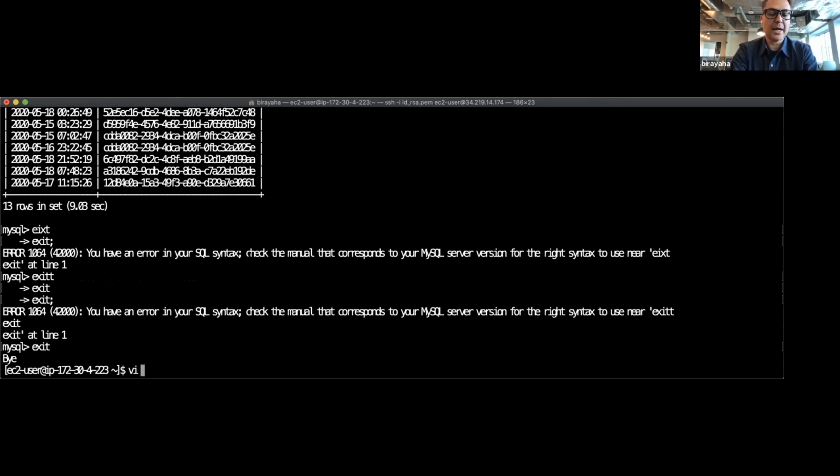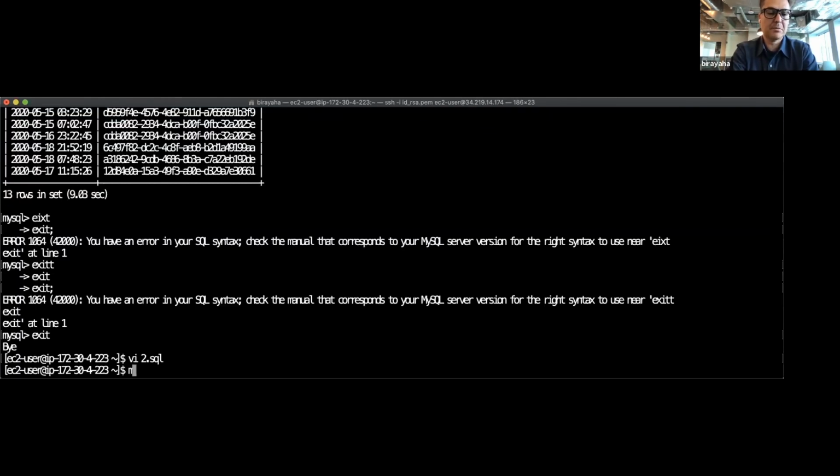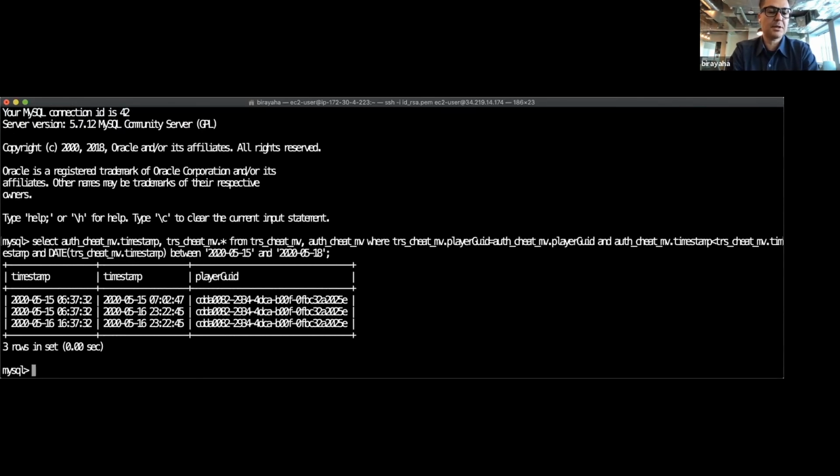We're going to look at another query that's going to look at the authentication transaction and join it with the suspicious transaction that we have. As you can see here, these are the authentication sheet joined with the transaction sheet.